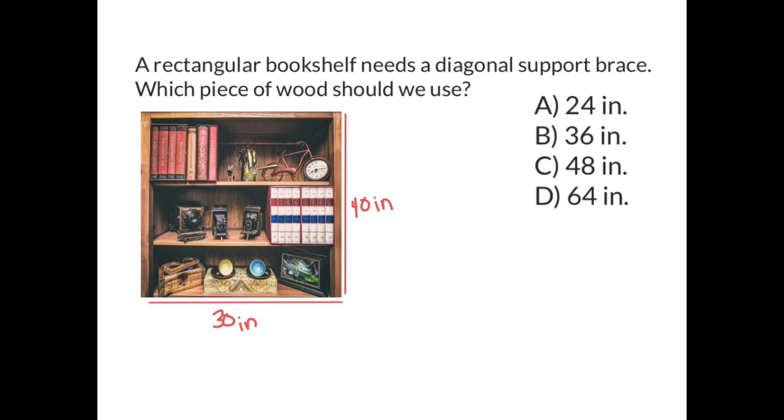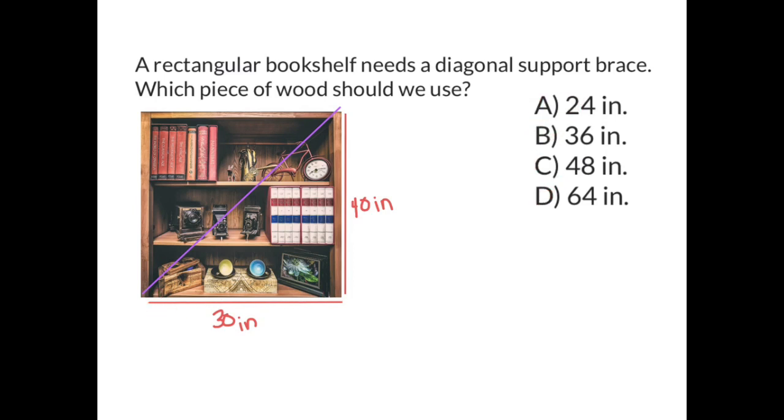So in this particular problem, it says a rectangular bookshelf needs a diagonal support brace. So we're talking about putting it from here to here. Oh, there it is. A diagonal support brace. Which piece of wood should we use? So it is a multiple choice question. We've got some answer choices over here.